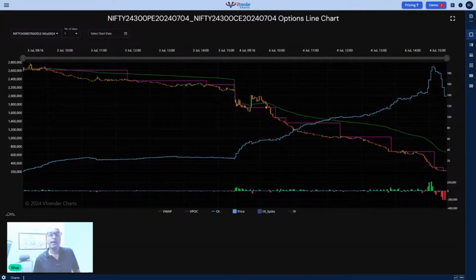Most of the time it stayed below VWAP. Sorry, I'm very, very sorry about that. Most of the time it stayed below VWAP. This was the only time it went above VWAP, and there was a slight dip as it happened.